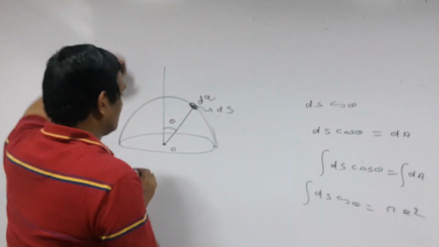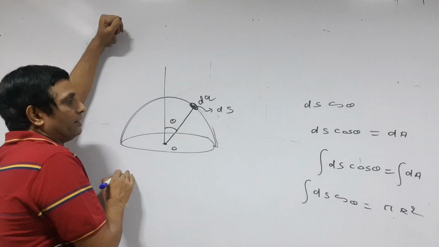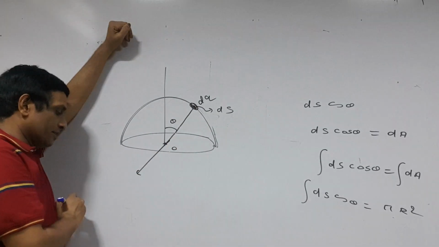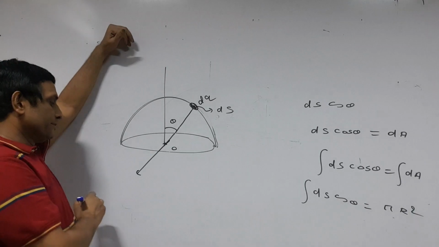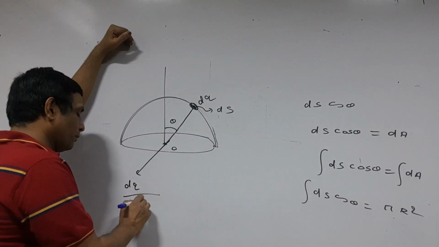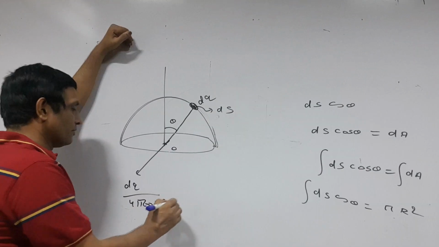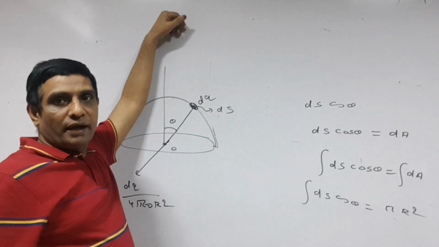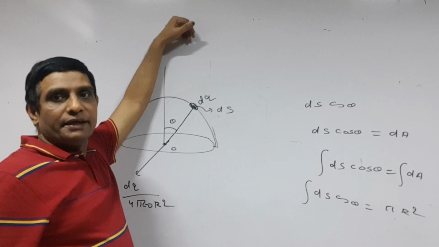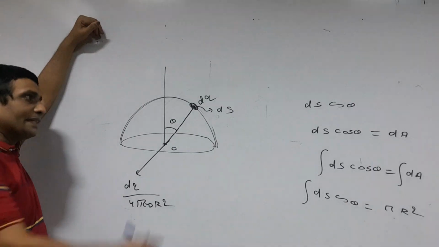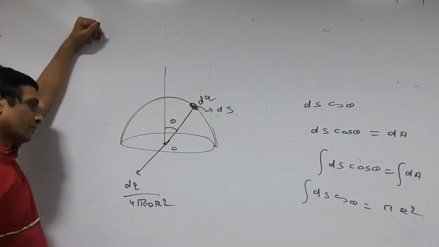Now, the electric field due to this considered element at point O will be in this direction, and that will be dq by 4 pi epsilon naught r square, because the expression for electric field due to a point charge is Q by 4 pi epsilon naught R square. And this behaves as a point charge.